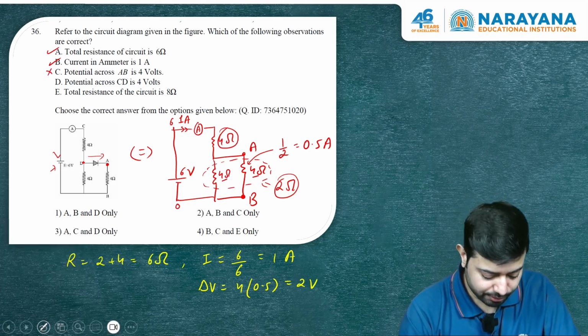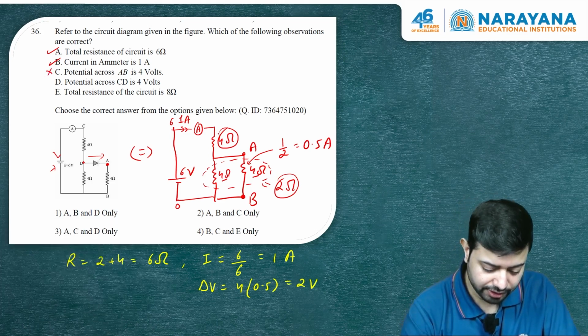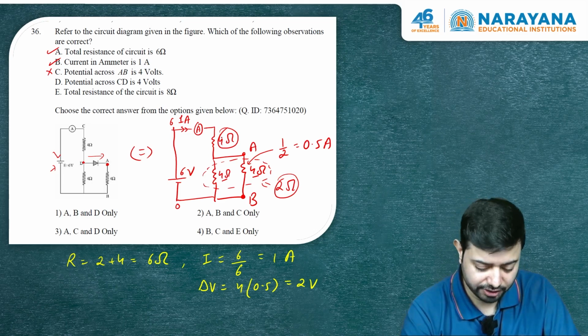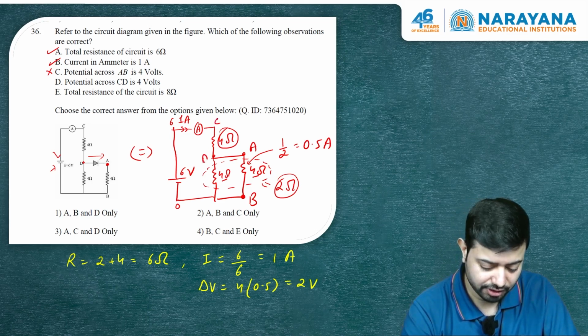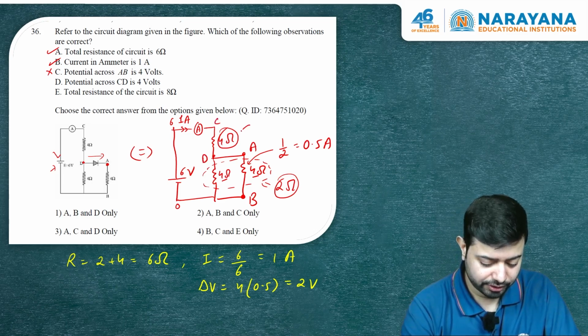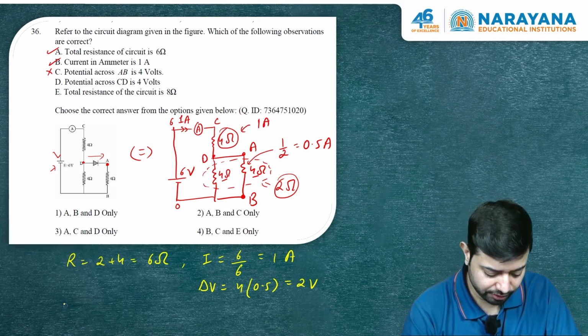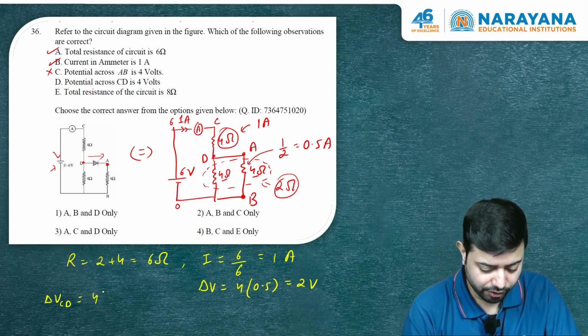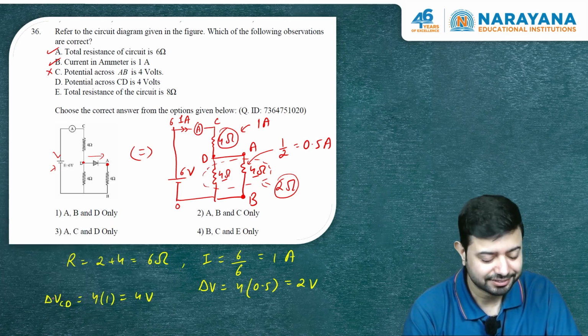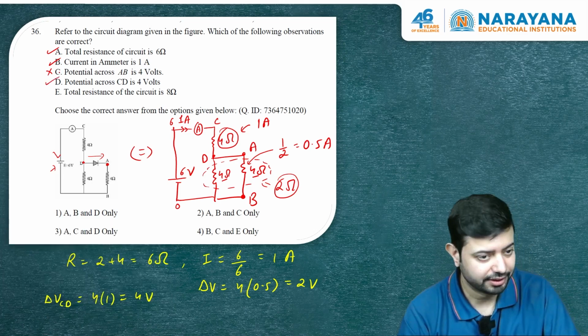Let us see the D option. What is the current flowing through it? In the D option, it is given CD, right. This is C and this is D. How much current is flowing through it? 1 ampere. So, 1 into 4, the total delta V across CD will be 4 into 1, which is 4 volt, and this is absolutely correct, right. So, D is also correct.